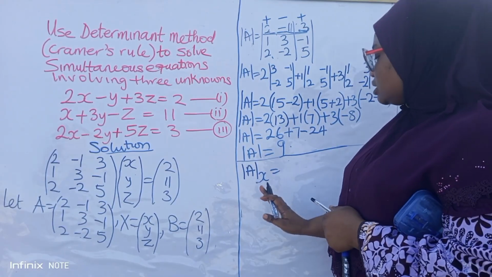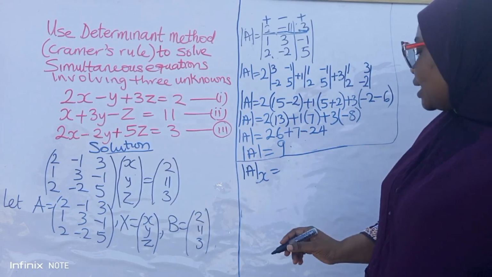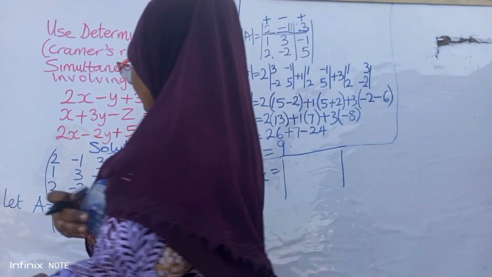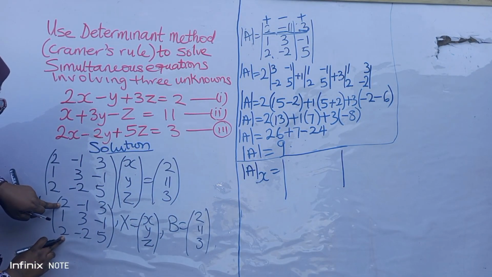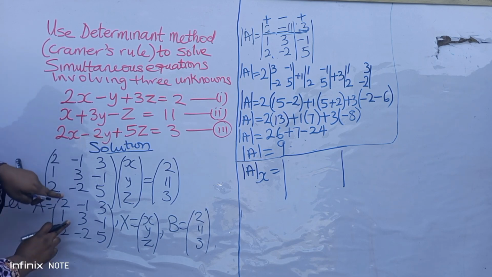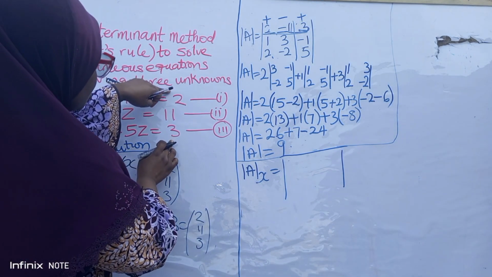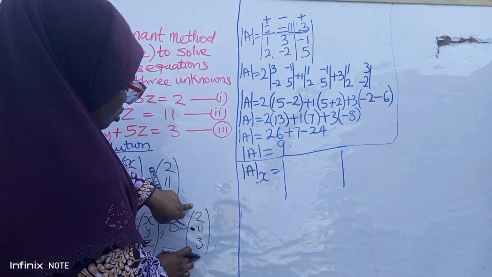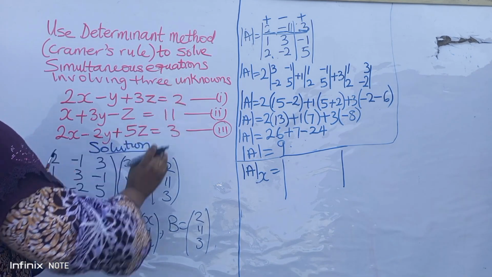Next thing to find now is the determinant of A subscript X. And how do we find that? Now you go to matrix A. You are going to change its first column. This first column, that is 2, 1, 2, is the first column of matrix A. You are changing them with the constants, the elements of matrix B, that is the answer of the simultaneous equation.